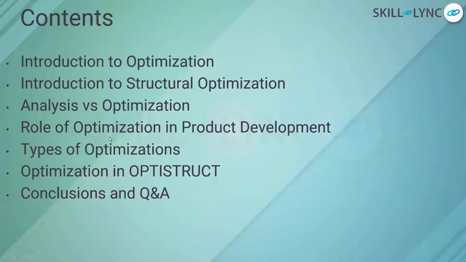Then we'll move on to the role of optimization in product development, and the key challenges, and we'll talk about them. Then we'll describe various types of optimization, the general optimization techniques that are available. Then I'll go through the topic of optimization using the Altair tool OptiStruct, and how the optimization process is carried out within OptiStruct. At the end, we'll move on to the conclusions, and we'll take any questions that you may have.